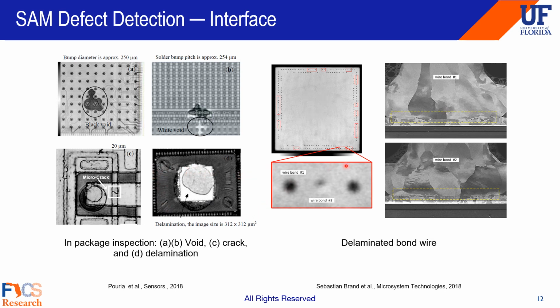On the right, we can see the bond wire connections, with some of them appearing to be delaminated. This is confirmed with an SEM image. You can see there is a not very clear delamination, a thin layer delamination between the bond wire and the substrate.